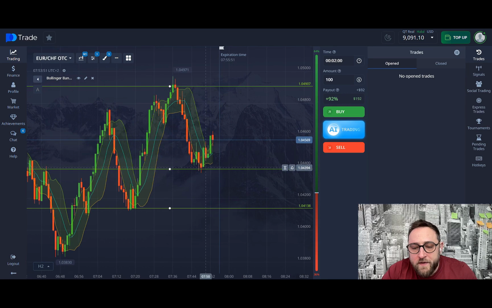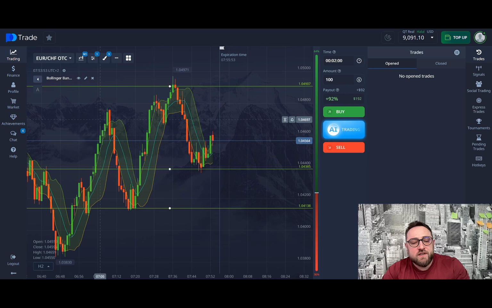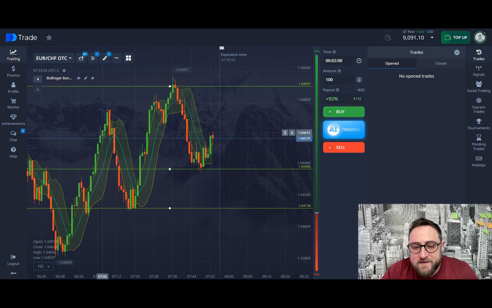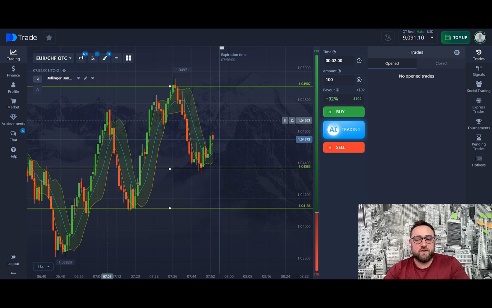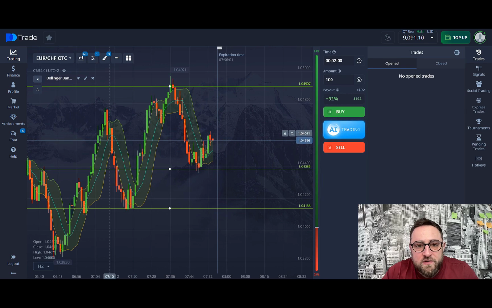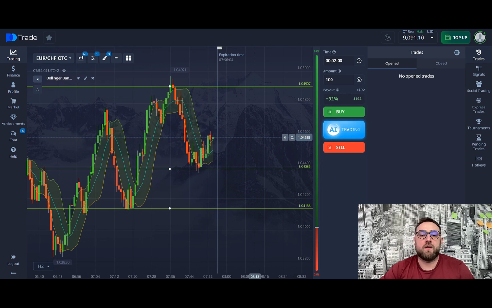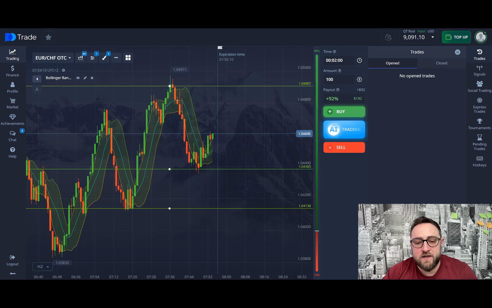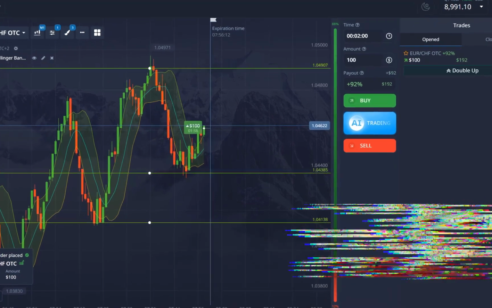Now let's look for another entry opportunity. Overall, it seems like there is slight resistance in this zone, but it feels like the price should break through it eventually. So I will now open another trade for 2 minutes in an upward direction.